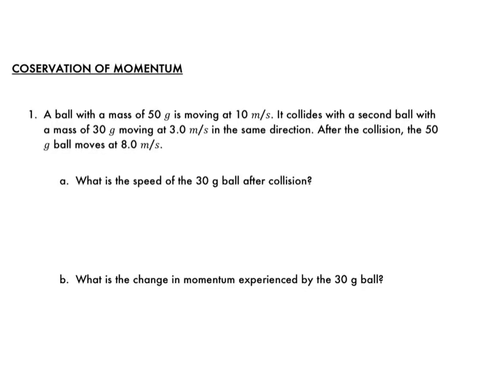In this video, we are going to solve a problem based on conservation of momentum. Here we have a ball with a mass of 50 gram which is moving at 10 meter per second. So let's just draw that. 50 gram we have to convert into kgs, so we'll divide by 1000 to get 0.05 kg.